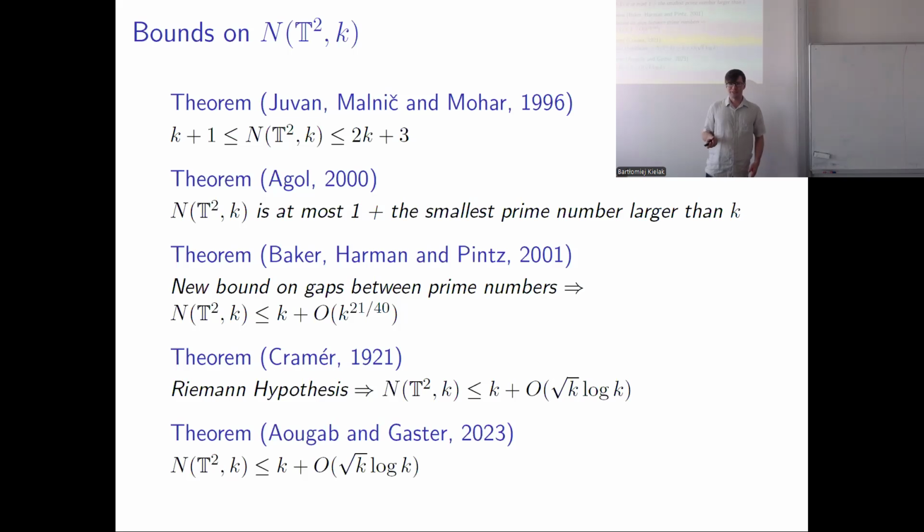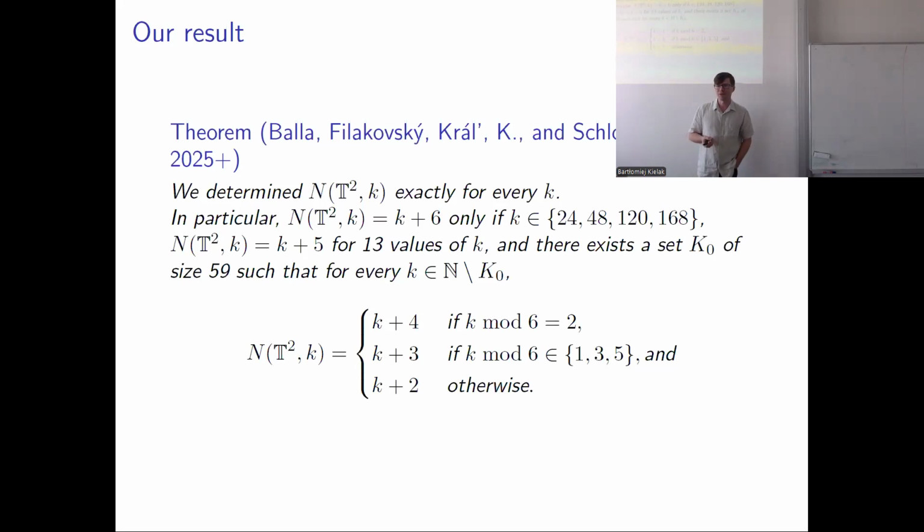This upper bound was actually verified just 2 years ago by Aougab and Gaster. Of course, they didn't rely on the Riemann hypothesis. Instead, they came up with some elementary idea, but still it involved working in some hyperbolic space. They considered horoballs, like packing horoballs, and this is something I have very little knowledge about, so I will not talk more about this approach. Instead, I will just proceed to our result, which is that we actually determined the optimum maximum size of any k-nice set on a torus.